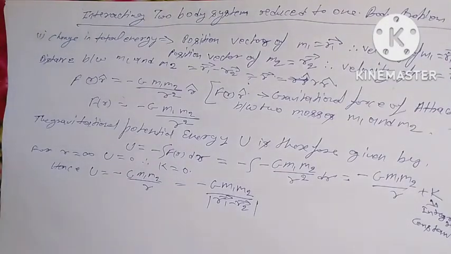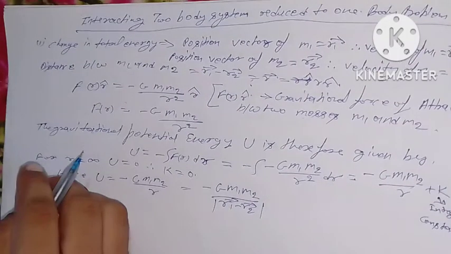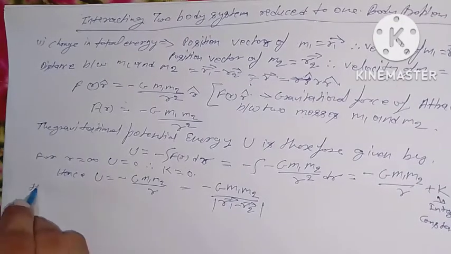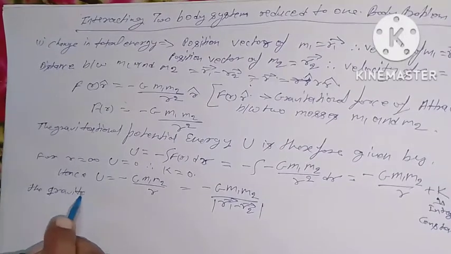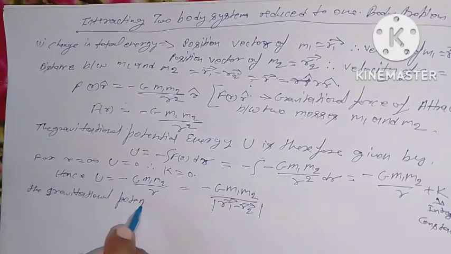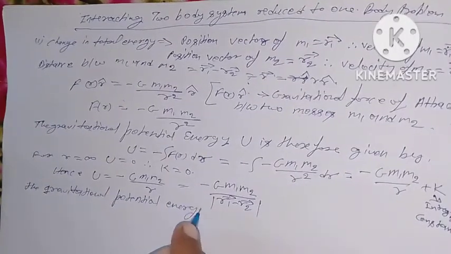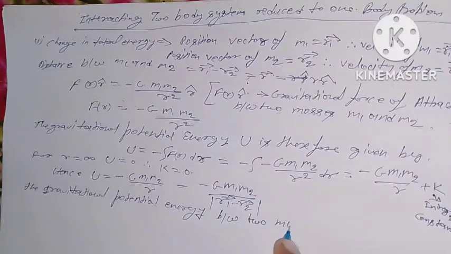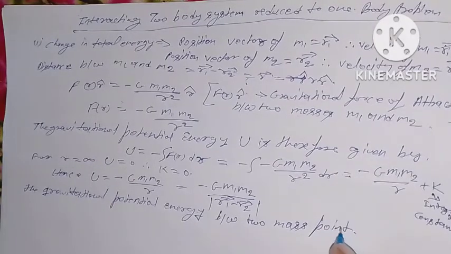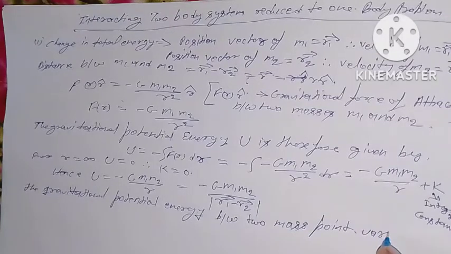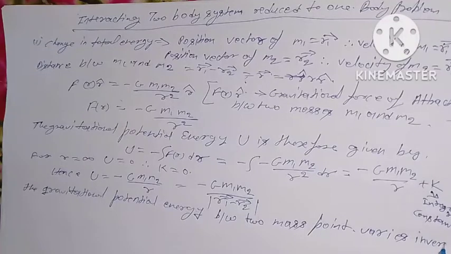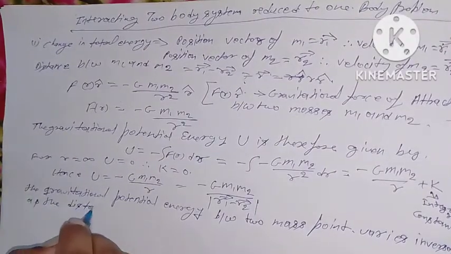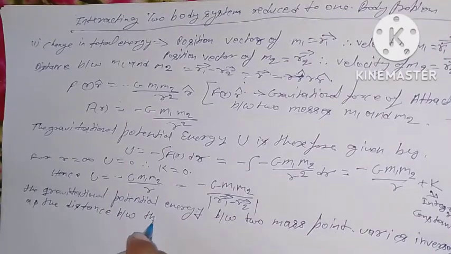The gravitational potential energy between two mass points varies universally as the distance between them.